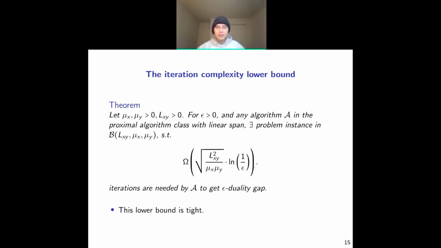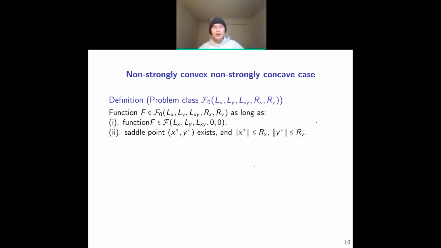Okay. So these are all results about the strongly convex and the strongly concave minimax problems. But what if these mu x and mu y equal to 0? So we'll have to define a different function class f0 of Lx, Ly, and Lxy. So these L's are exactly the same as before. But instead of mu x and mu y, we put some Rx and Ry here.